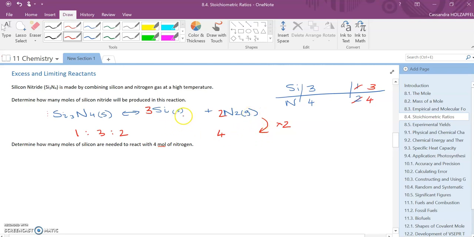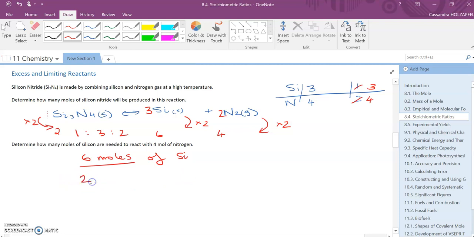So that means I'm going to need double the amount of silicon, and it also means that I'm going to produce double the amount of silicon nitride. So 3 moles of silicon were needed before, so now we need 6 moles if we're going to double that reaction.